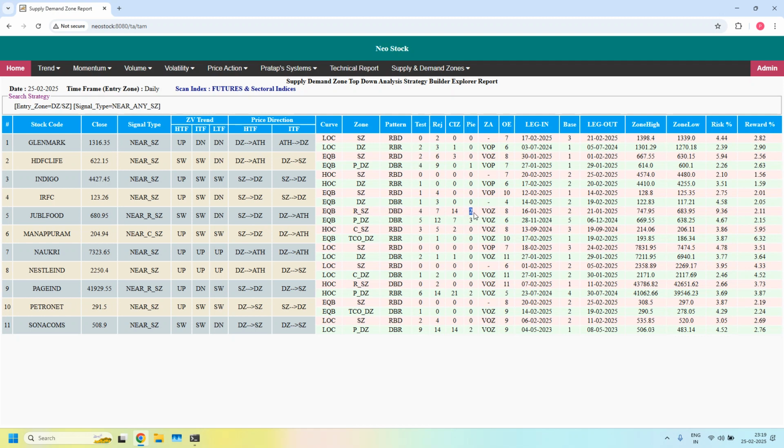Jubilant Food is a PR zone, you can't use it for the HLQ zone strategy. And Manappuram is having a high liquidity daily supply zone. Page Industries is having a daily high liquidity supply zone. That's it. We identified 2 daily high liquidity supply zones from this list.